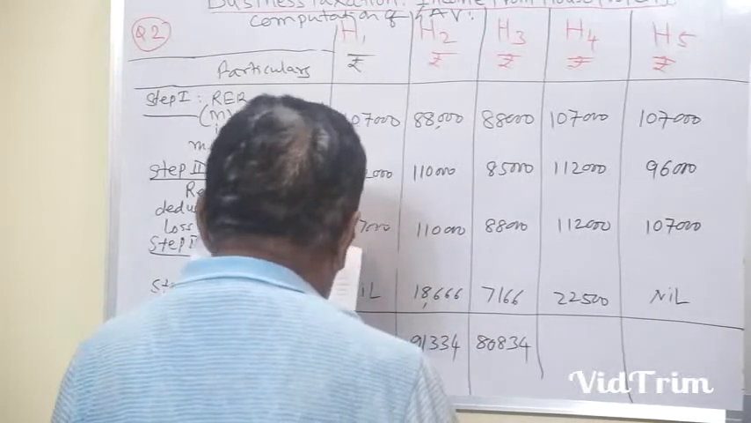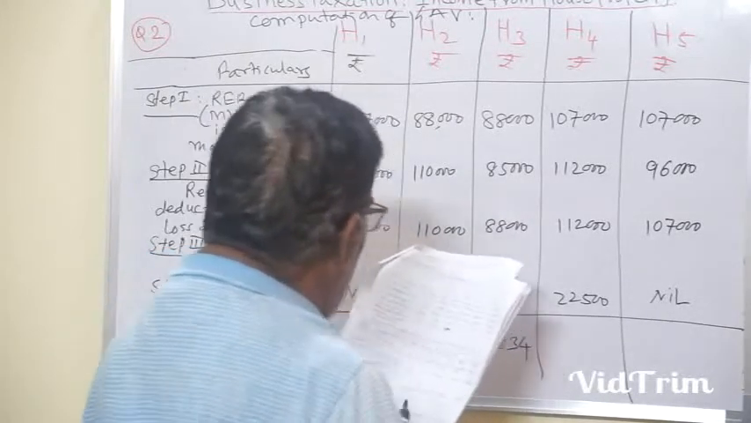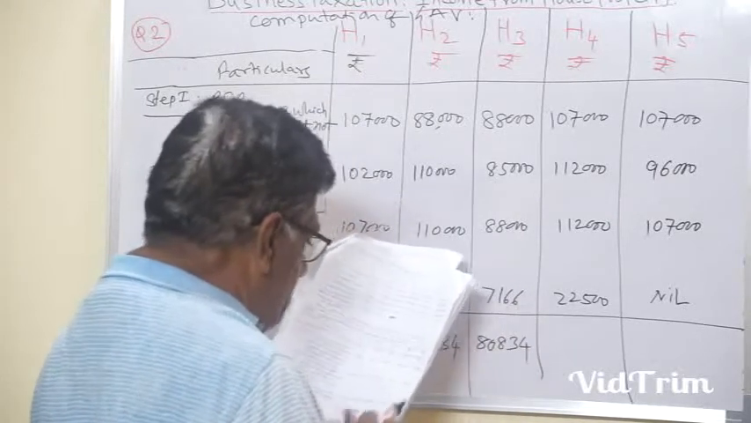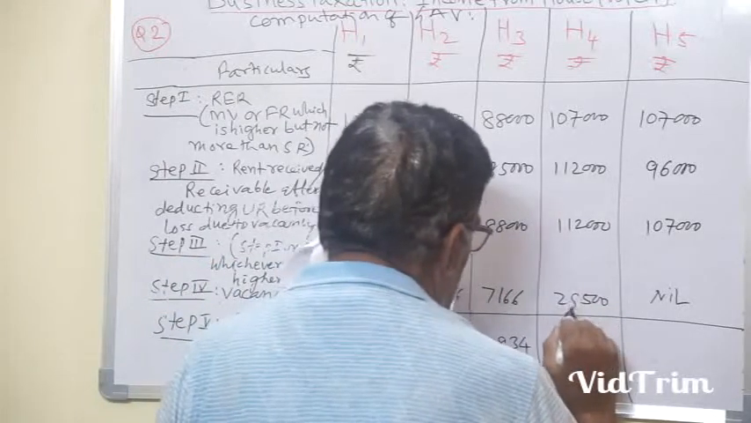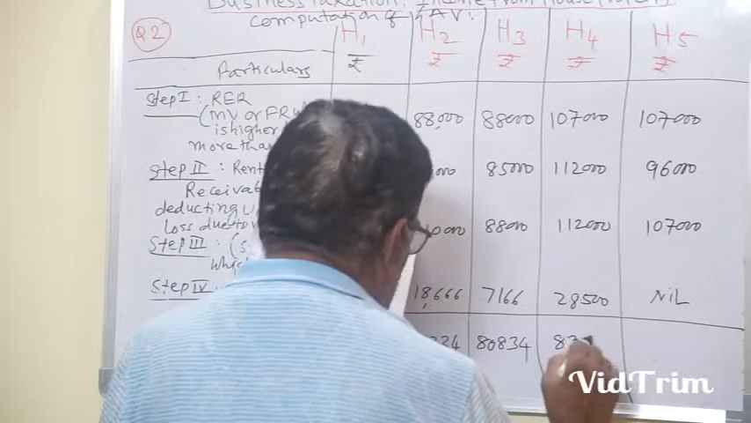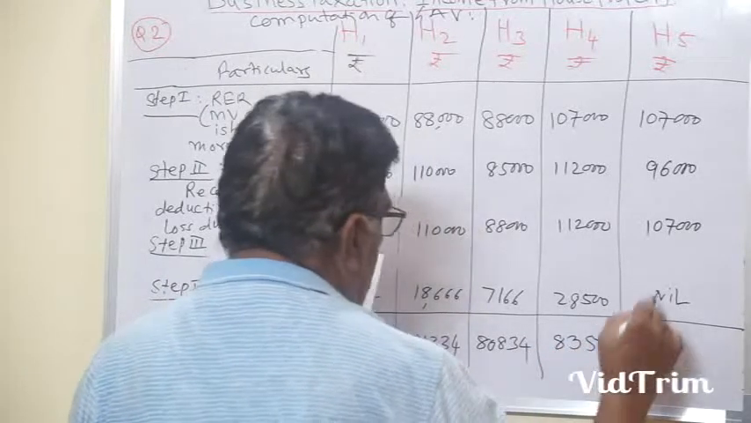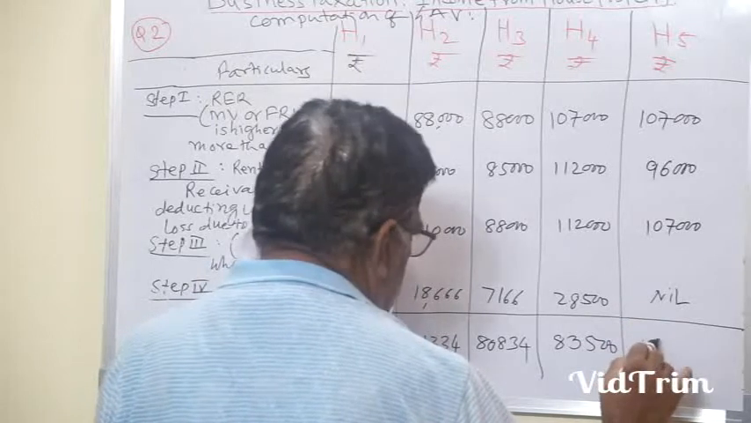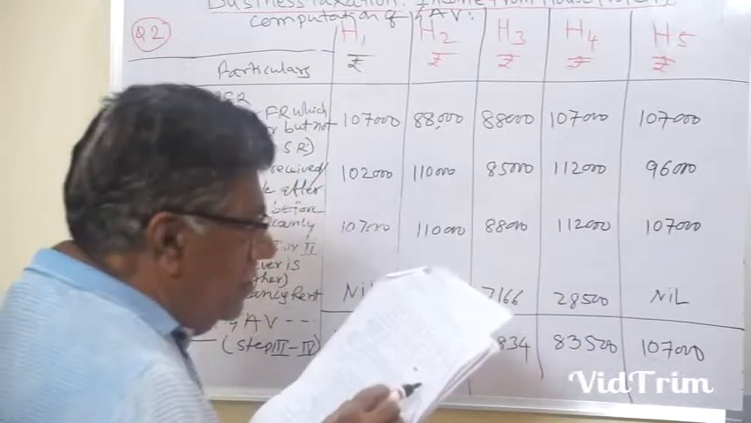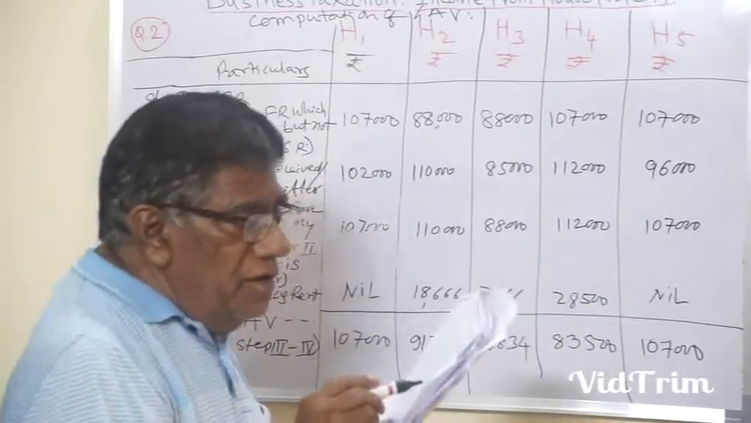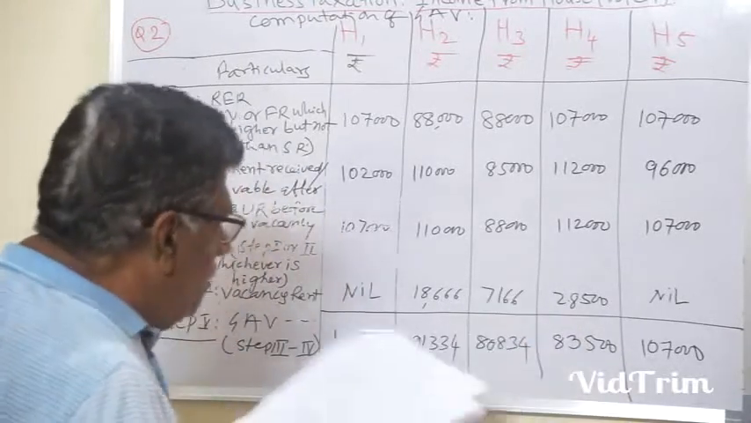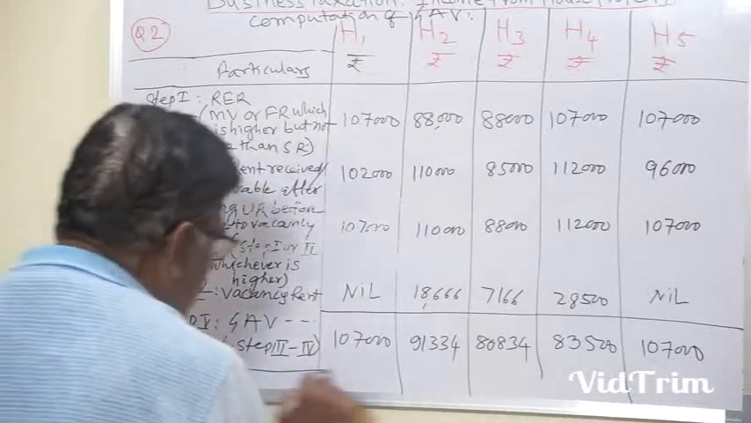Now we have to calculate 1,14,000 divided by 12. So 3 months is there, 28,500. So it comes to 83,500. And here it comes to 1,07,000. For 3 months duration, that figure we get for a month multiplied by 3. So it comes to 28,500. So friends, this is the answer.